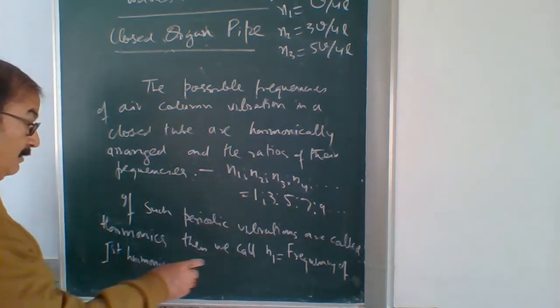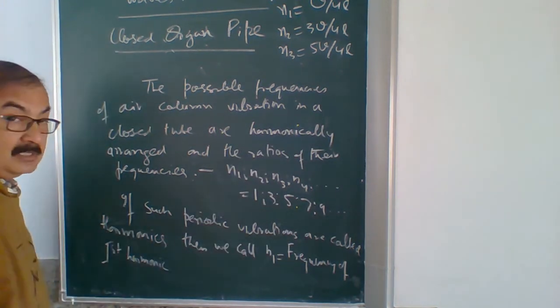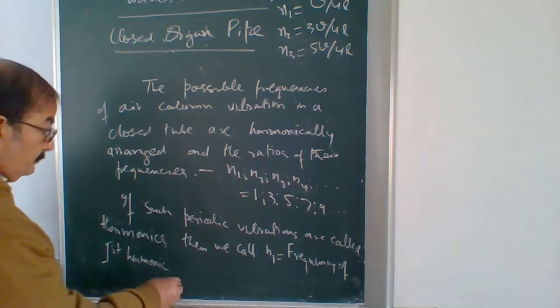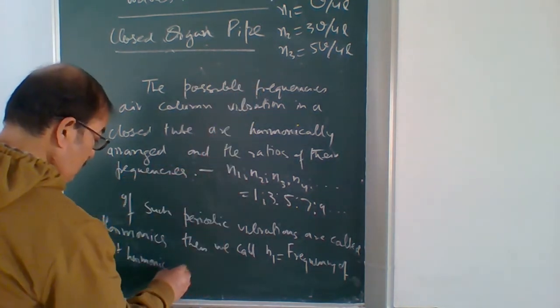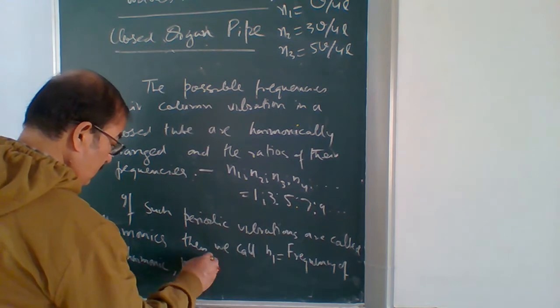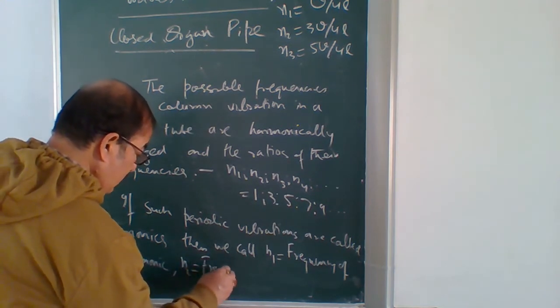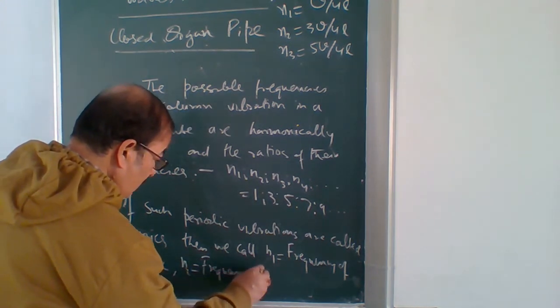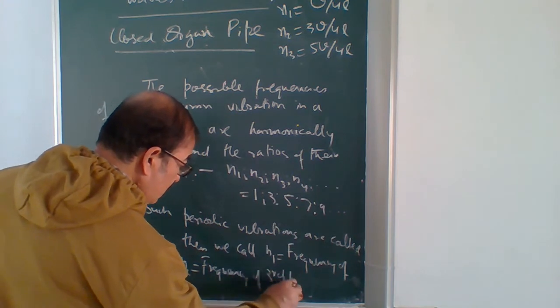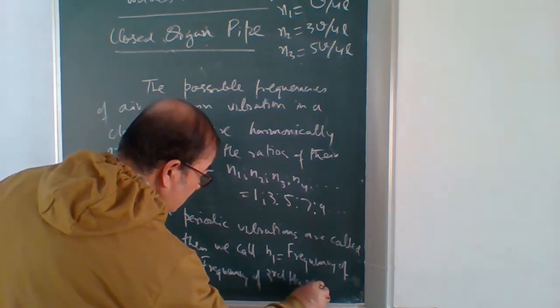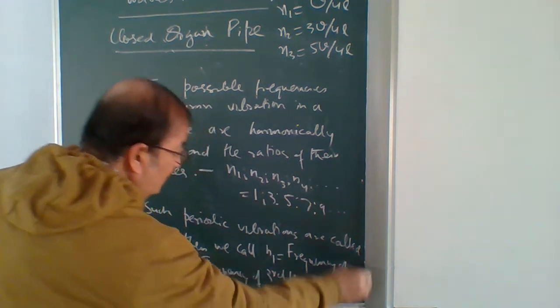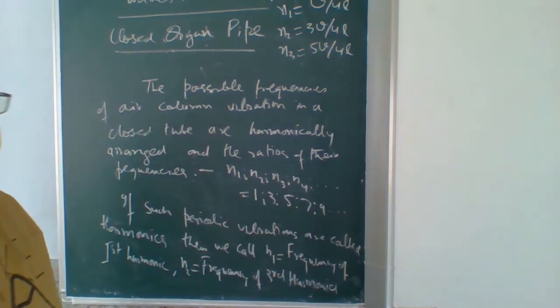So this is why N1 is the frequency of first harmonic. Similarly, N2 is the frequency of third harmonic, and so on.